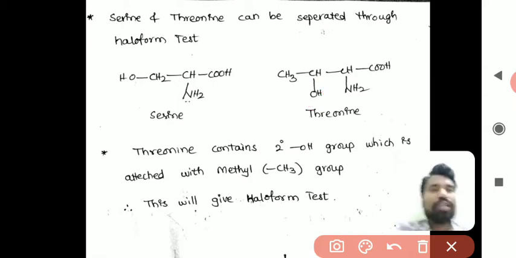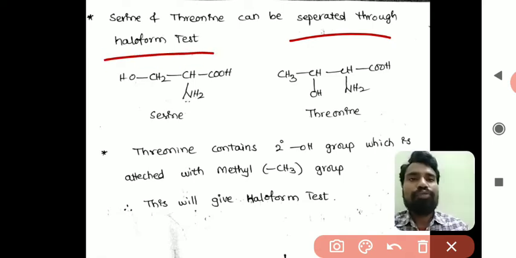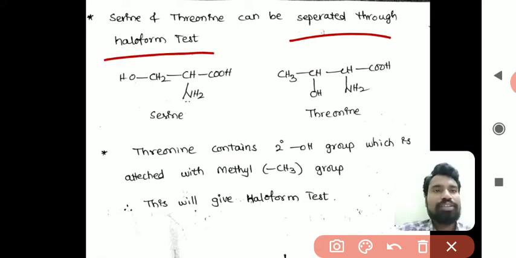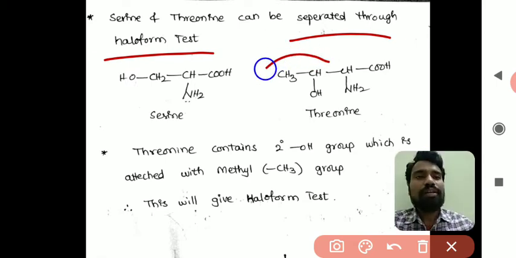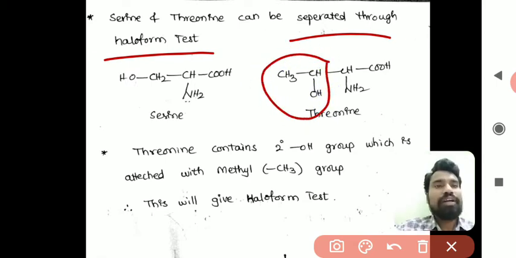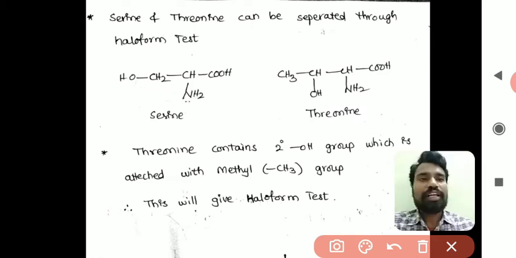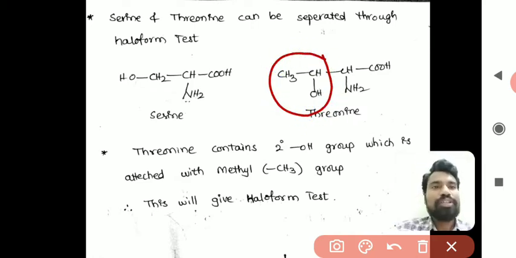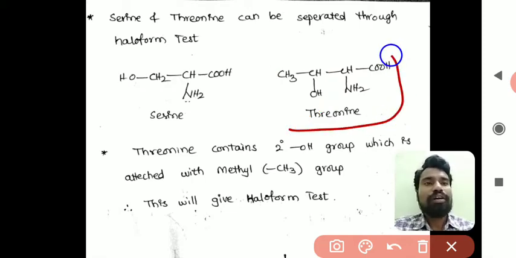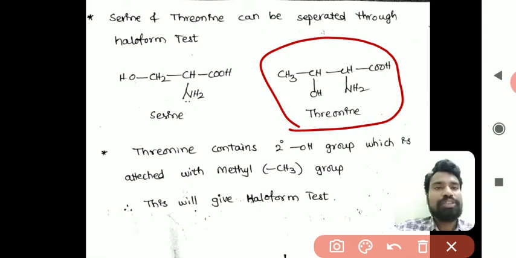So these two are separated through the haloform test. Because as we know, the haloform test will be given by secondary alcohols which are attached with a methyl group, right? Here threonine contains the secondary alcohol group, which is attached with the methyl group. So threonine will give a positive haloform test, meaning it forms haloform.